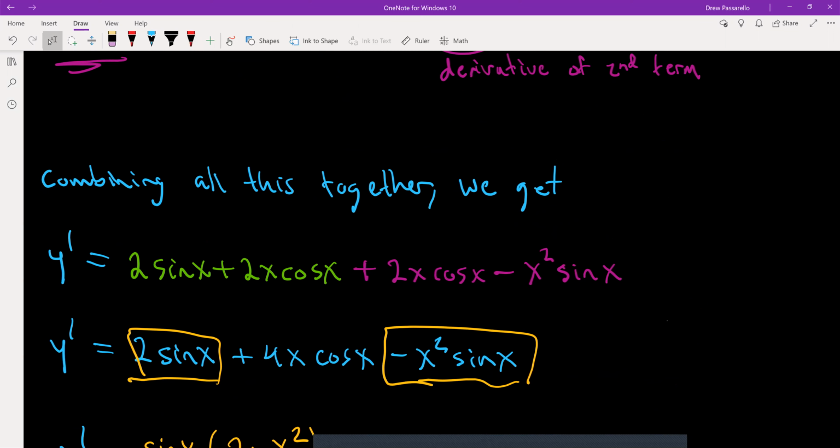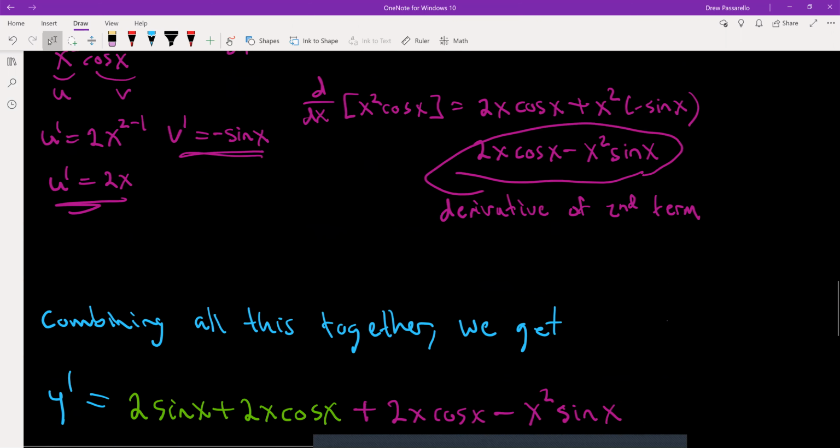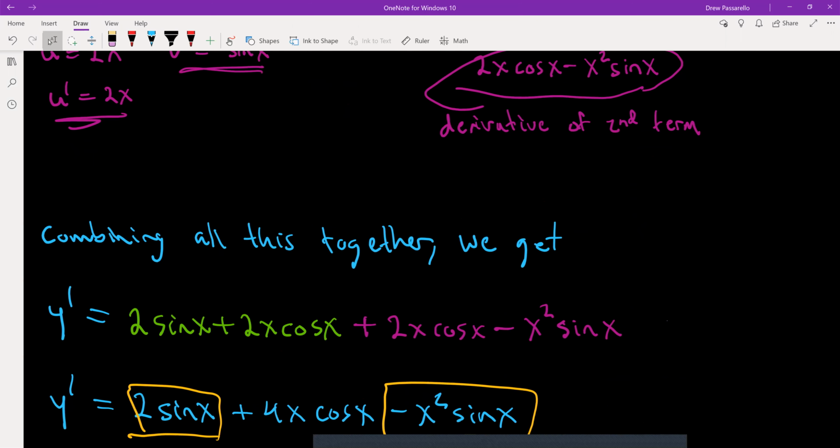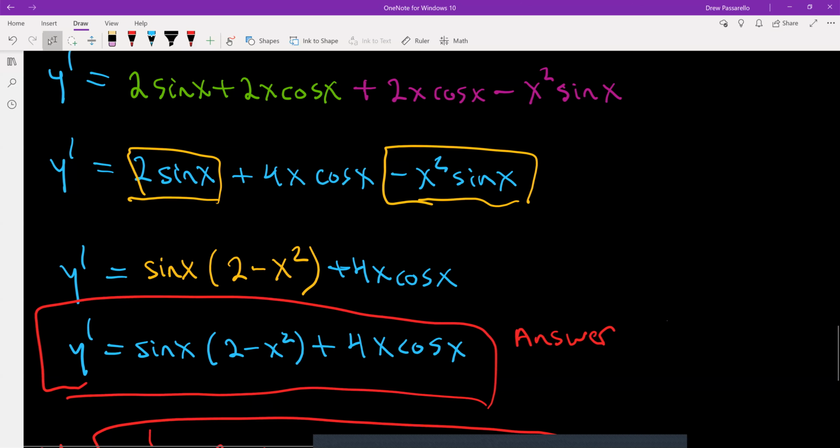So what's in green was the result of the derivative of the first term. And then what's in purple is the result of the derivative of the second term. And then from there, it's just combining the cosine x terms together in the middle to make 4x cosine x. And then I just recognized that I had sine x with the 2 sine x term, and then the minus x squared sine x term. And I factor out sine x, so that's what's going on in gold.